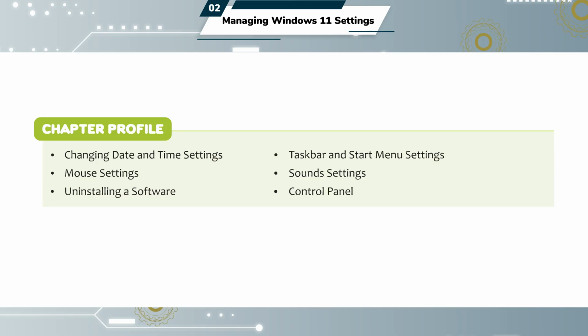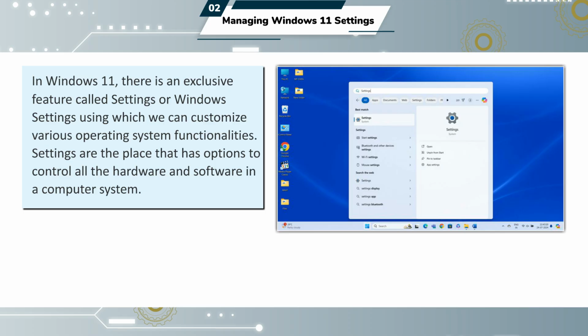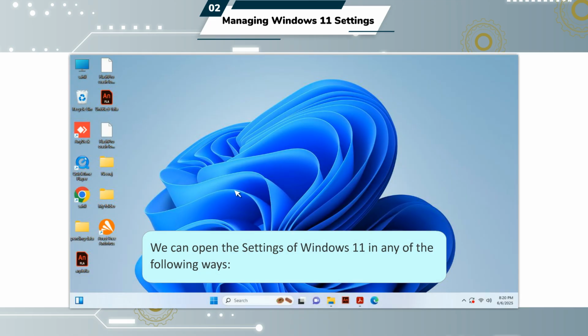Control panel. In Windows 11, there is an exclusive feature called Settings or Windows Settings, using which we can customize various operating system functionalities. Settings are the place that has options to control all the hardware and software in a computer system. We can open the settings of Windows 11 in any of the following ways.